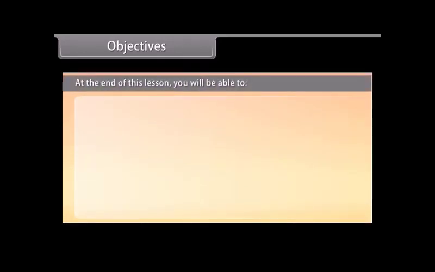Objectives. At the end of this lesson, you'll be able to define displacement current.